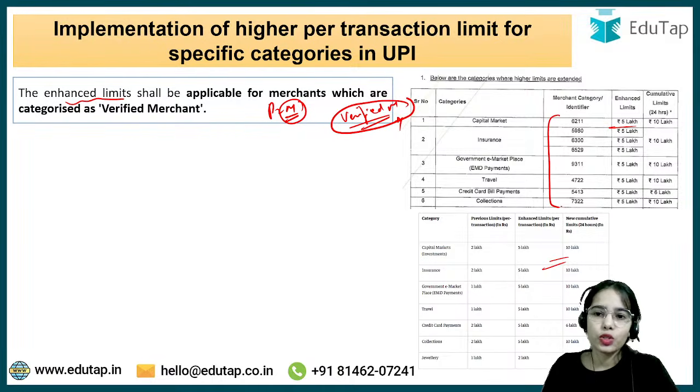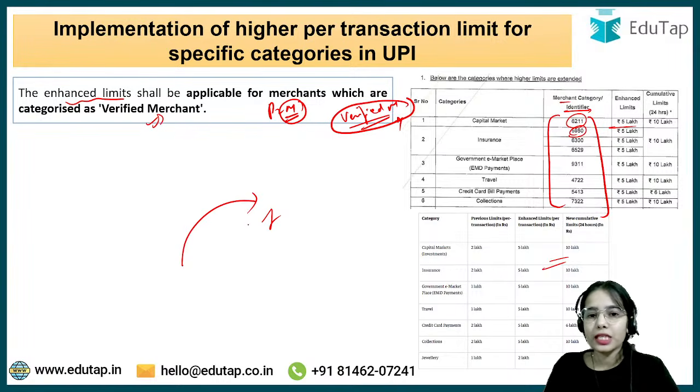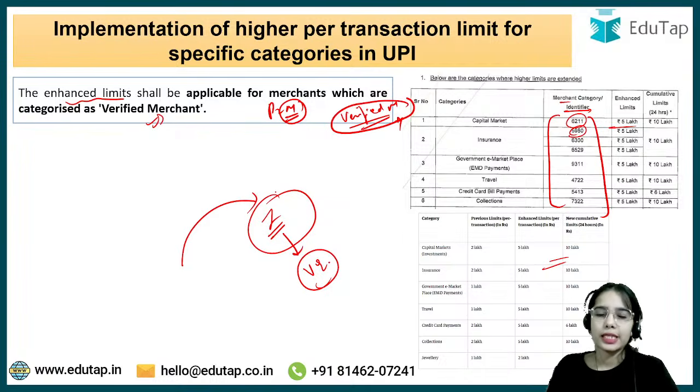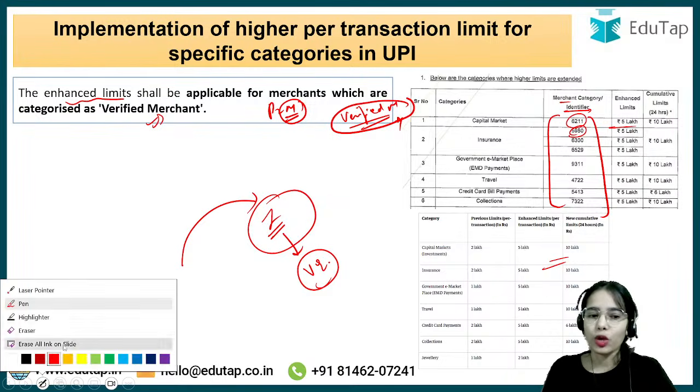Verified merchants are those merchants that have the merchant identifier. Enhanced limits shall be applicable for merchants which are categorized as verified merchants. That means if you want to send money for insurance, there should be a verified merchant or a verified entity that is collecting the insurance amount. The idea is that the enhanced limits shall be applicable for verified merchants, so that there is no fraud and such.